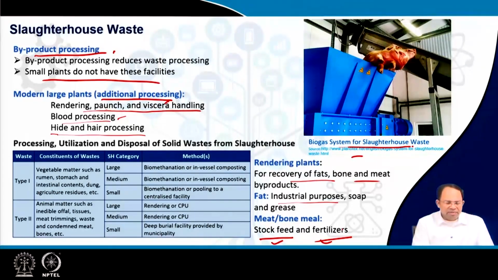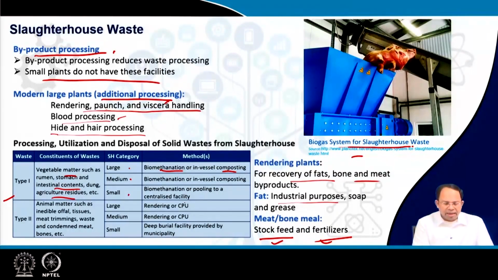The different kinds of utilization of slaughterhouse waste you can see in this particular table. This is again from the CPHEEO guidelines. Type 1 is mostly vegetable matter: rumen, stomach and intestinal contents, dung, agricultural residues. As you can understand, there are different categories of slaughterhouse: small, medium, large. This type is suitable for composting. So we can go for biomethanation or composting, in-vessel composting.